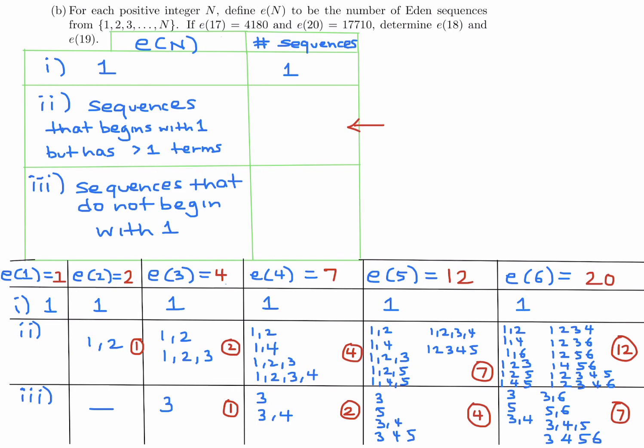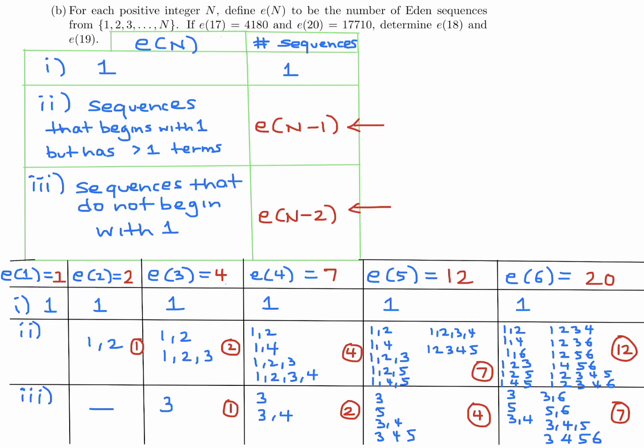So we have to figure out what goes here, what goes here. What goes here, if you notice, is for any e to the n, the number that goes here is e to the n minus 1. And for any e to the n, the number that goes here is e to the n minus 2.